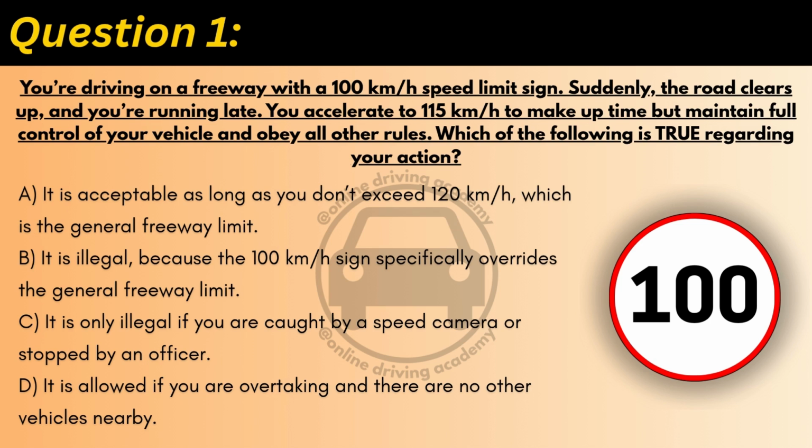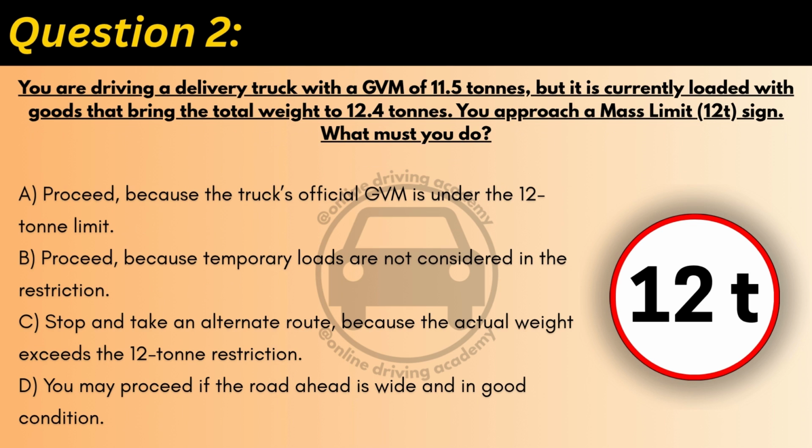Now our question mentions that you are driving on a freeway and you see a 100 km per hour speed limit sign. Automatically you should know that it will be illegal for you to drive above 100 km per hour. Therefore, option B is going to be our correct answer. It is illegal because the 100 km per hour sign specifically overrides the general freeway limit. Remember, the general freeway limit would be 120 km per hour. But because there is a speed limit sign on this freeway, you have to obey the sign and do exactly as it says.